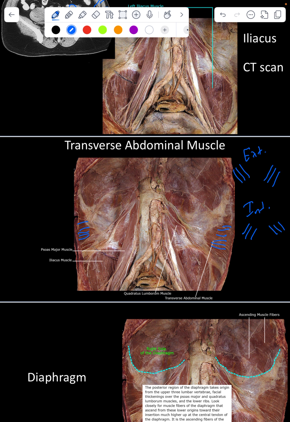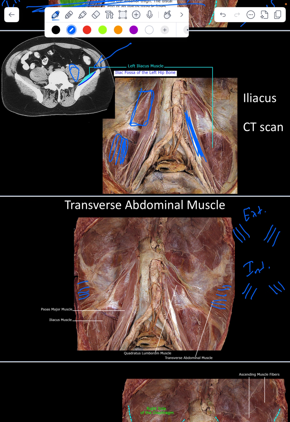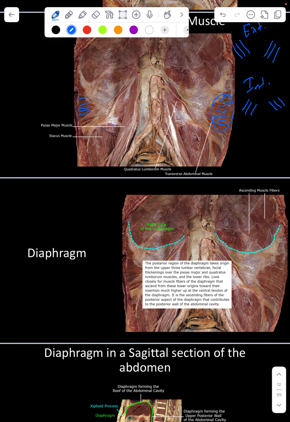So if she pins any of these muscles: psoas major, quadratus lumborum, iliacus, transverse abdominal. Super easy. All right, next.